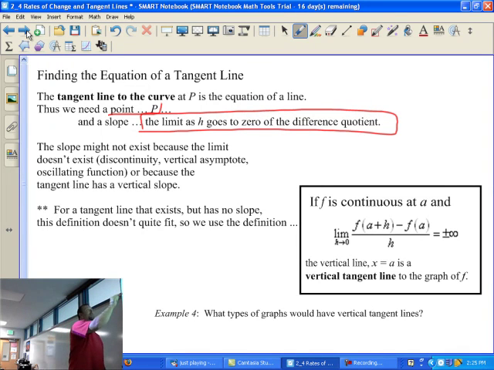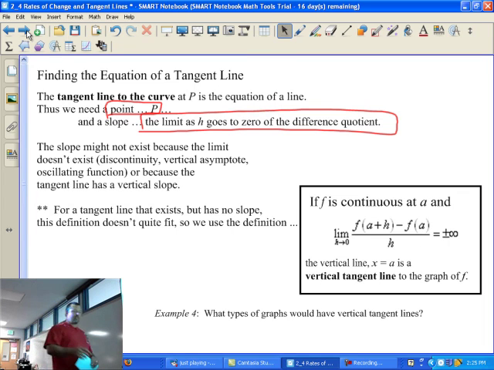We will also have a point P. So if I have a point and a slope, it's a piece of cake. However, there are some functions that have vertical tangent lines. And if you remember from algebra, the vertical line has no slope. So there will be no limit as h goes to 0. The limit will not exist.